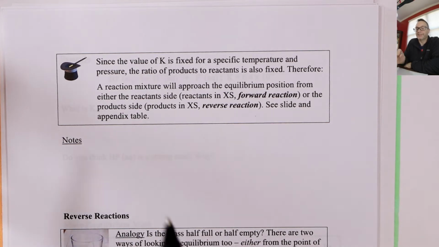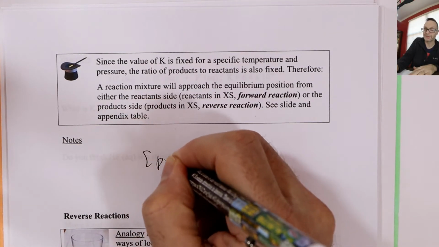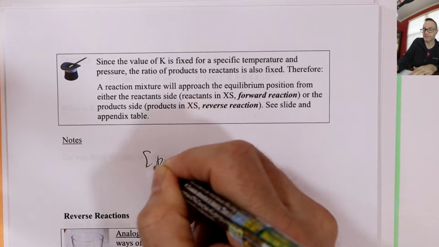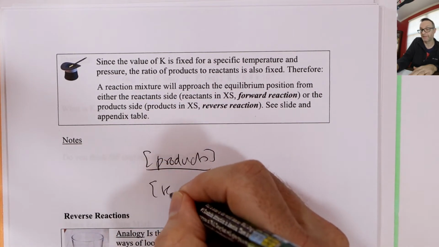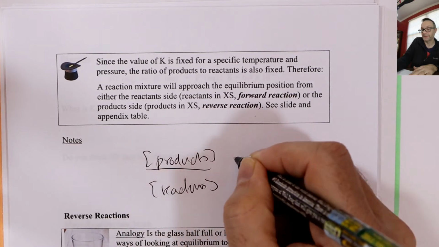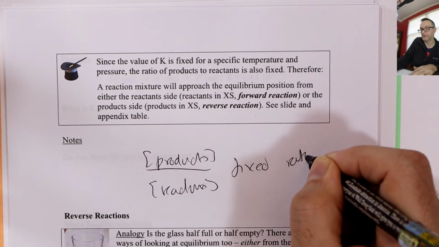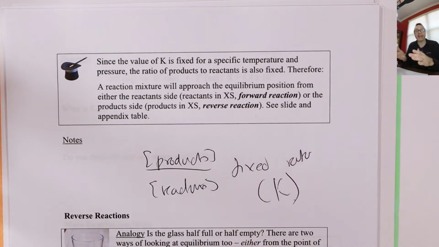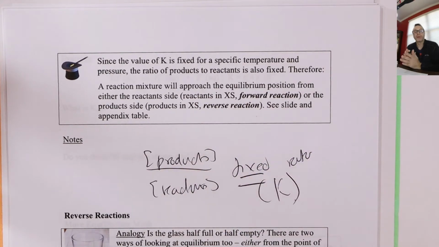Okay, since the value of K is fixed at a specific temperature, so is that ratio of products to reactants. Products, concentration, or pressures if they're a gas, is a fixed ratio, which we call K, with the math involved with the stoichiometry. There's more details, but products over reactants is essentially K, and it's a fixed number at a specific temperature.